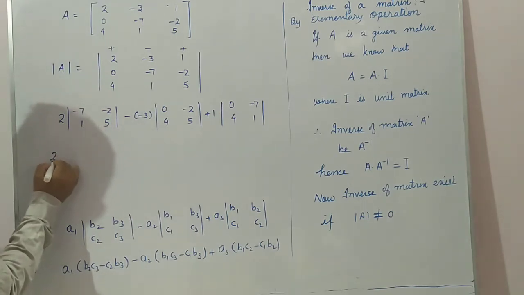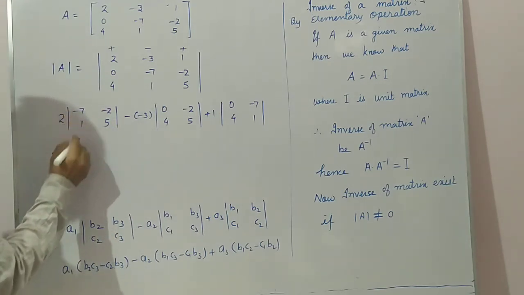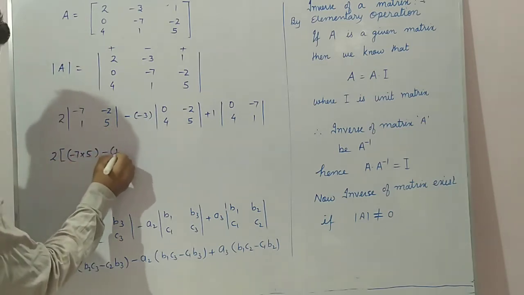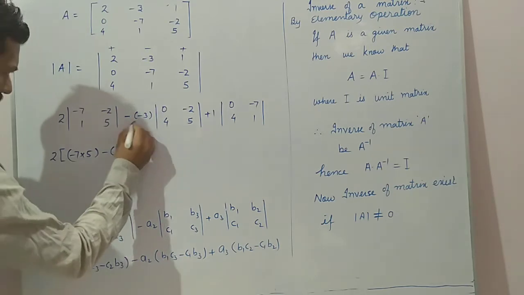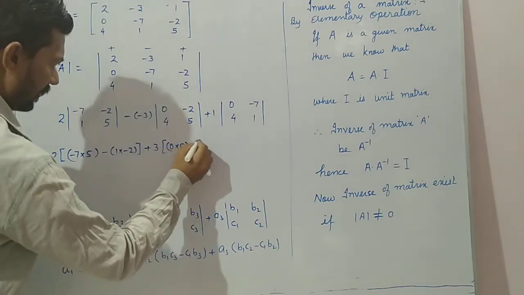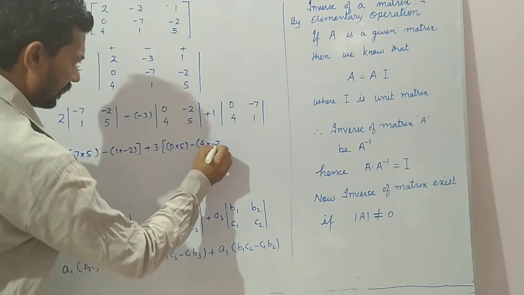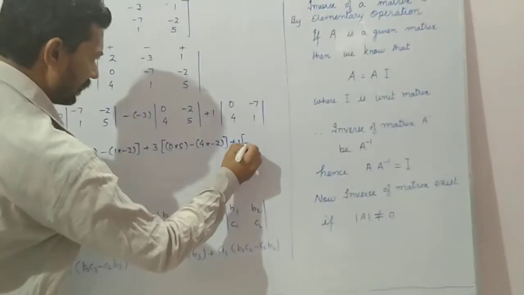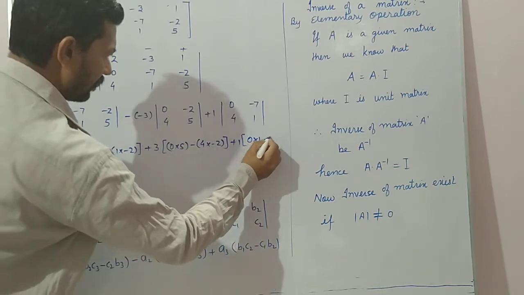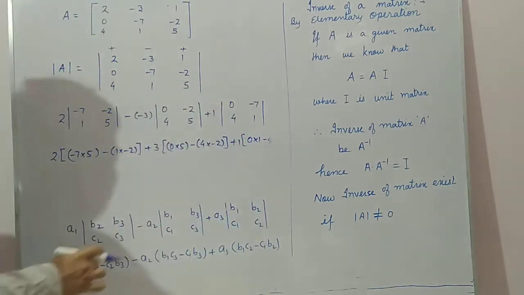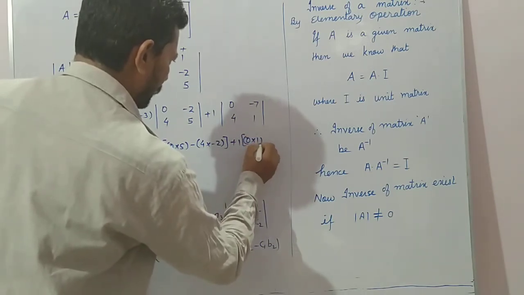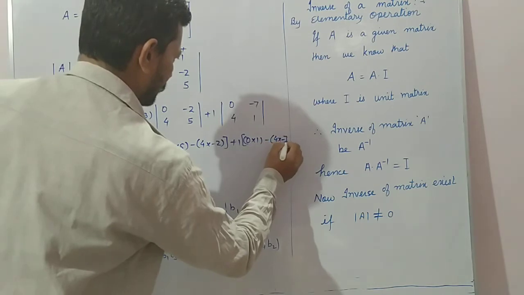So this is 2, and here minus 7 into 5 minus 1 into minus 2. Minus minus plus 3, 0 into 5 minus 4 into minus 2 plus 1, 0 into 1 minus 4 bracket. Here I will put the bracket also. 0 into 1 minus 4 into minus 7.